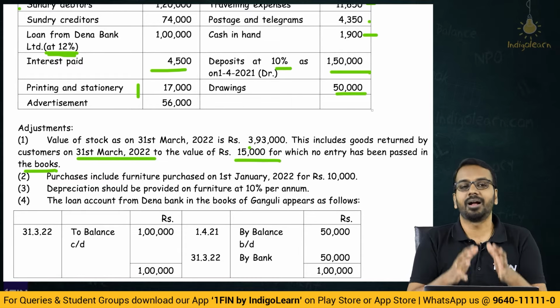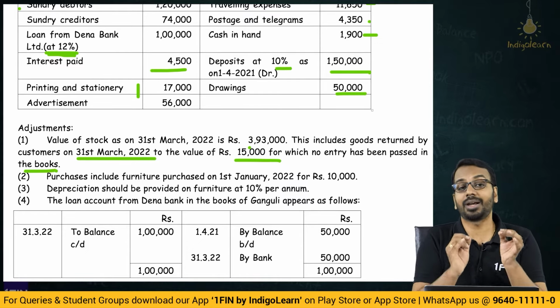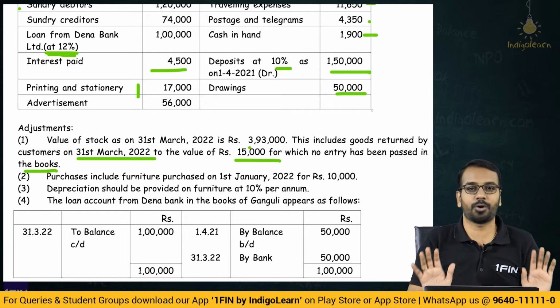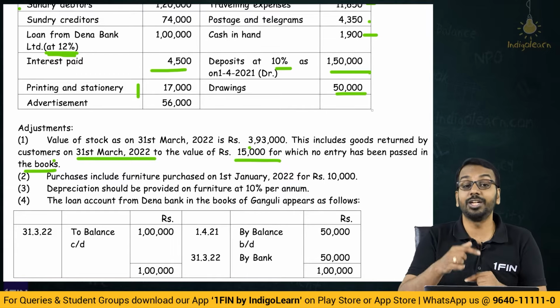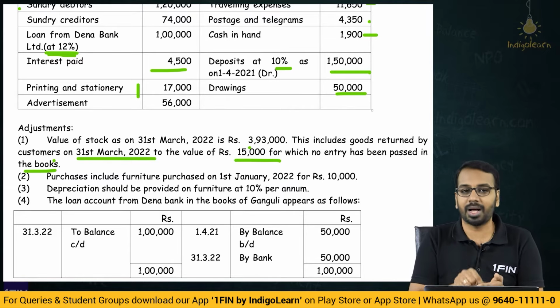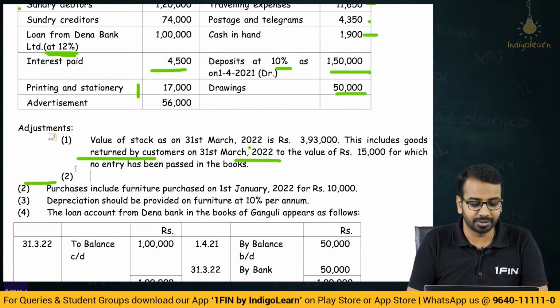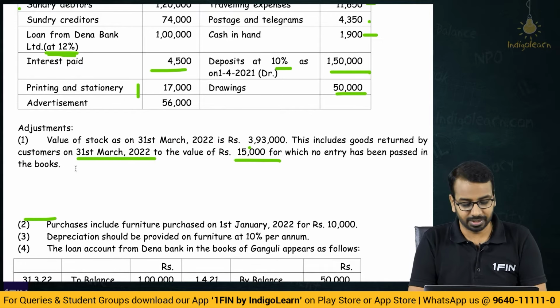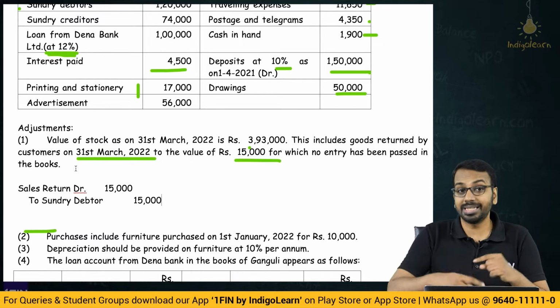Customers have returned goods worth 15,000. The cost of those goods of 15,000 is already included in the inventory valuation. So for inventory there is no problem. Where is the problem? We have not passed the entry in the books for returns. That means we need to record the entry, the entry related to sales return. Now what is the entry related to sales return? You don't need to actually pass the entry, but for our understanding, we will say sales return debit by 15,000 to sundry debtor 15,000. Now what is the impact of this? Our sales return value will increase.